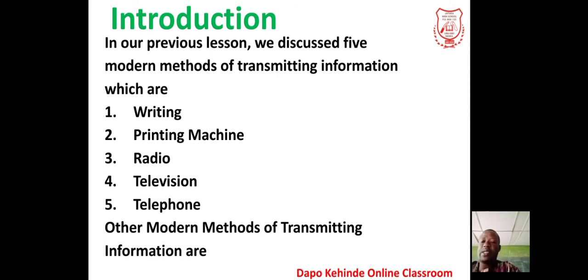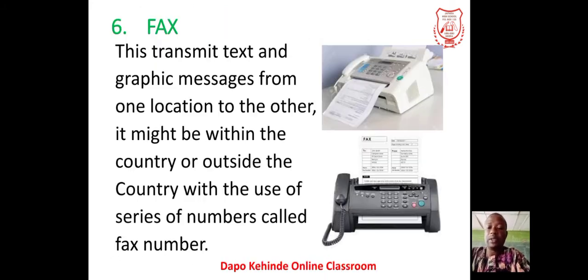In our previous lessons, we have discussed 5 modern methods of transmitting information, and they are writing, printing machine, radio, television, and telephone. So these are the 5 modern methods of transmitting information we have discussed in our previous lesson. So we want to look at other modern methods of transmitting information.